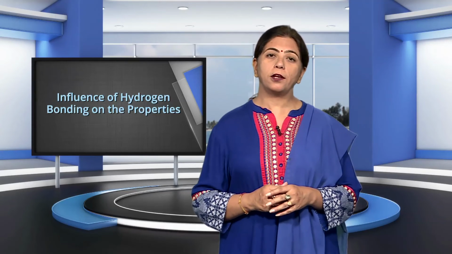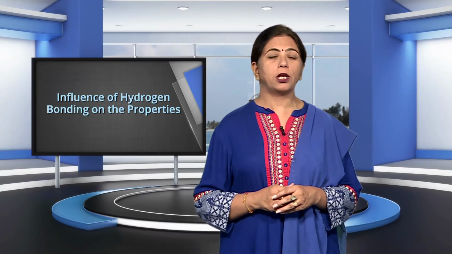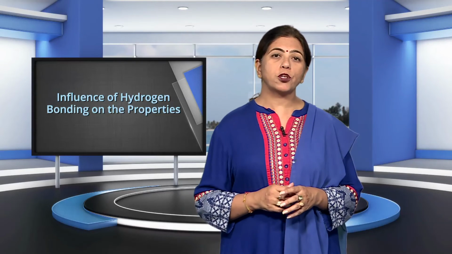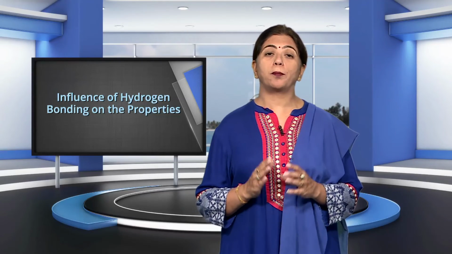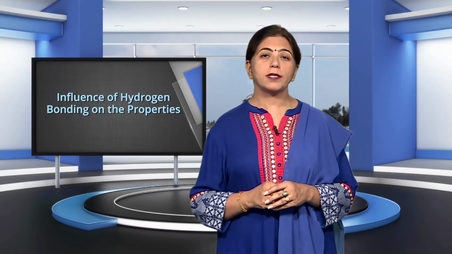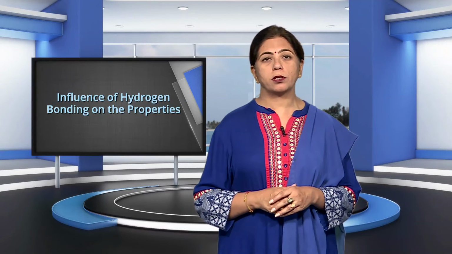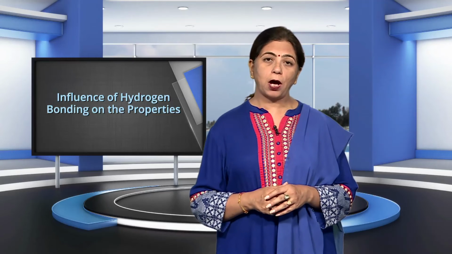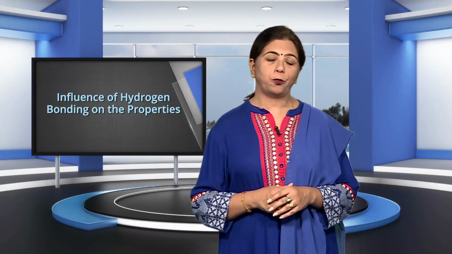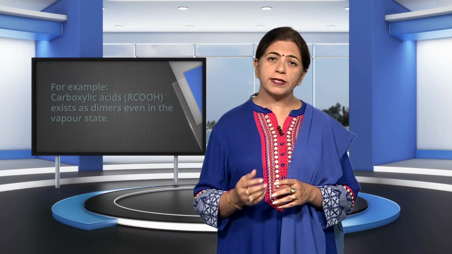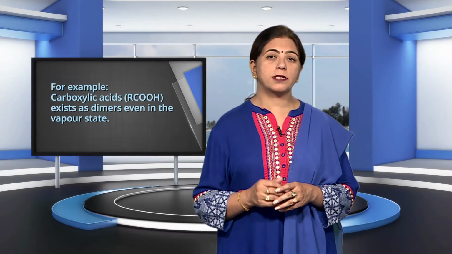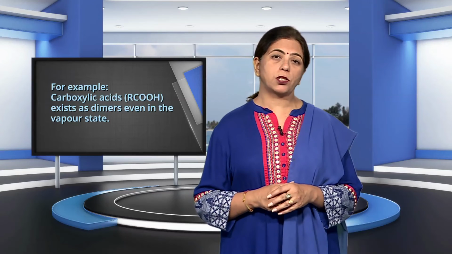Now, let me discuss the influence of hydrogen bonding on properties. Hydrogen bonding has important effects on many physical properties such as melting point, boiling point and the solubility of compounds. The main characteristics of compounds having hydrogen bonds are given below. Association due to intermolecular hydrogen bonding: two or more molecules of a compound exist as associated molecules. For example, carboxylic acids exist as dimers even in the vapor state.